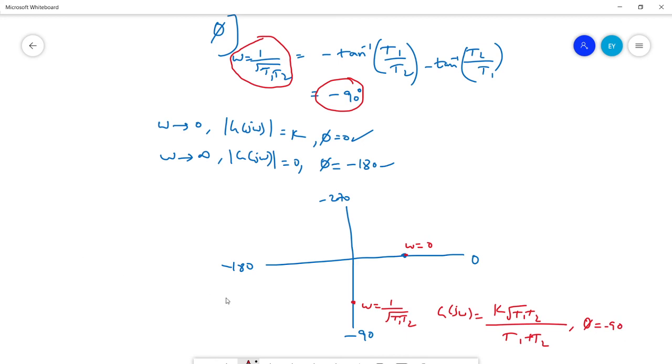Phase angle is minus 90 here. So then when omega is tending to infinity, what is happening? Magnitude is becoming 0 and the phase angle is going to minus 180. So it will start somewhere here, and it will come to here at what frequency?